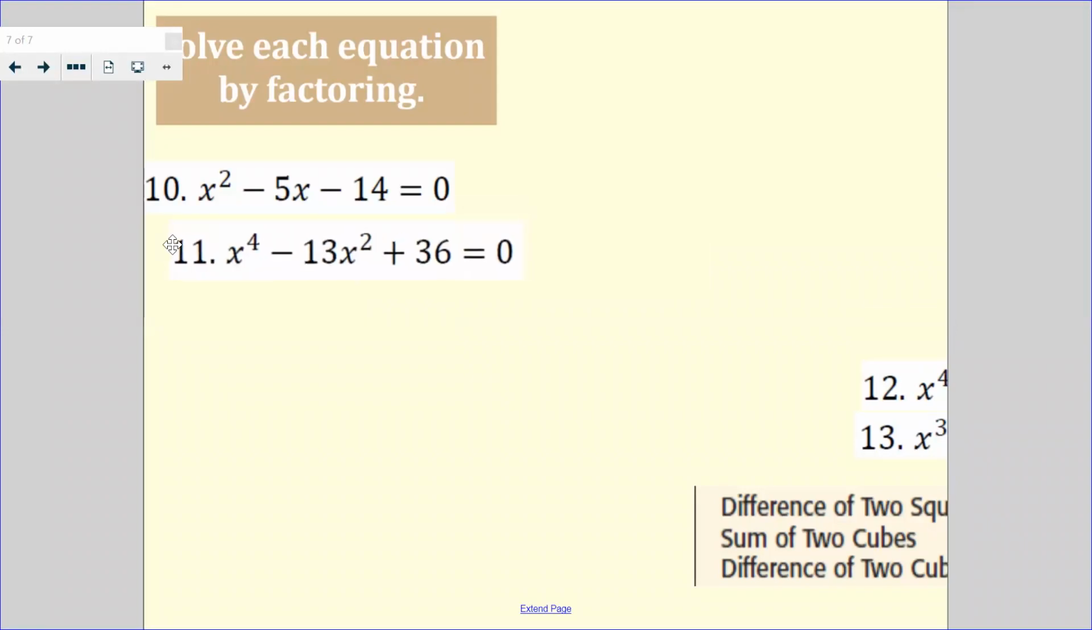Let's look at 11. Nothing really changes except maybe I have an extra step. Okay, so I'm still going to factor: what multiplies to 36 but adds to negative 13.